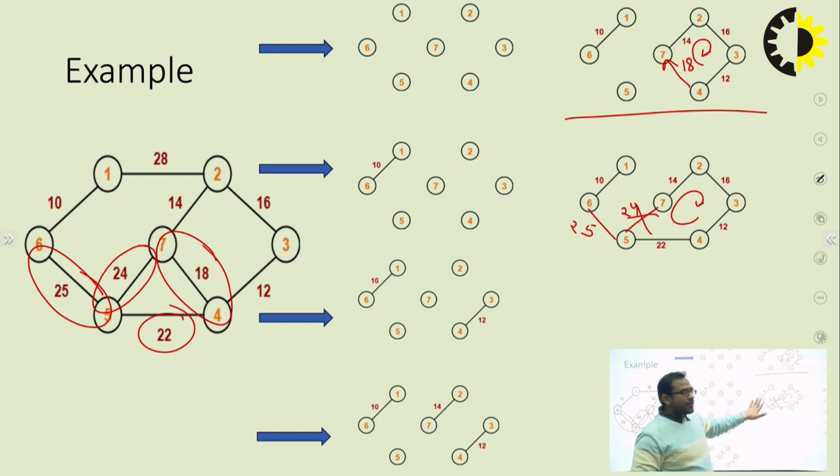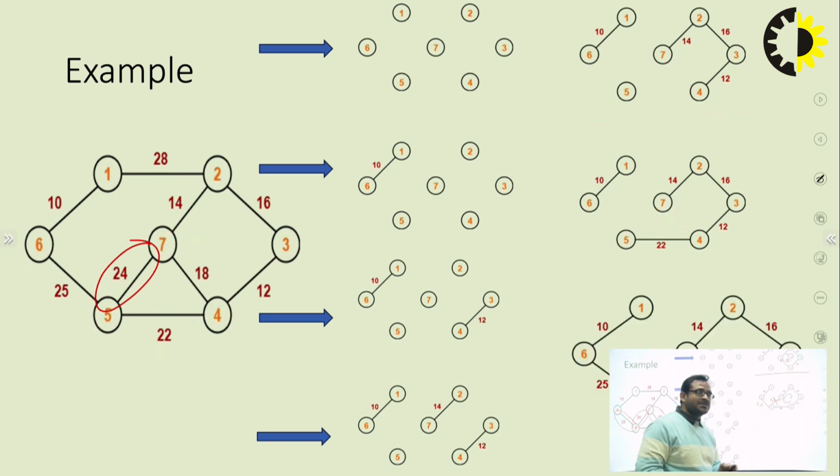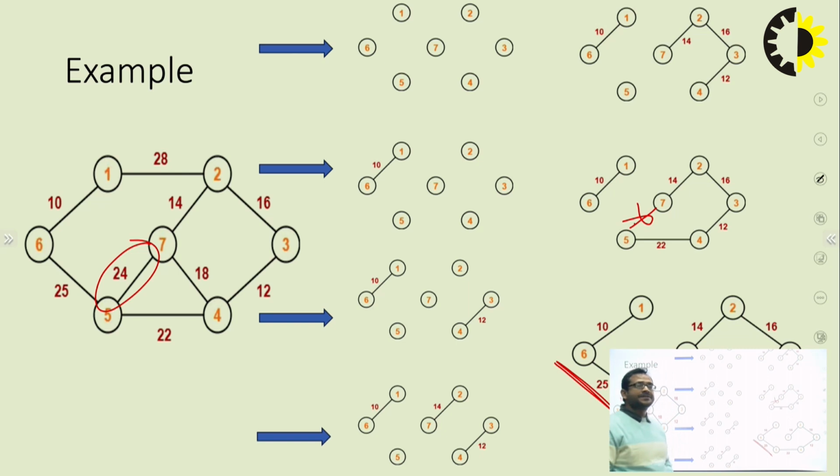is it okay? Yes, it is okay, because there is no cycle in this tree. So in the next step, I rejected this 24 and chose this 25. Got my point? Now you can see all the nodes, all the vertices, 1, 2, 3, 4, 5, 6, 7, are covered and connected, and there is no cycle. So this is an example of a minimum spanning tree. This is the way you can apply the Kruskal algorithm.